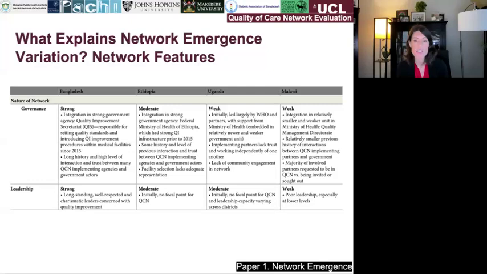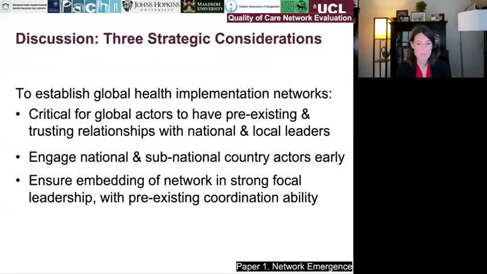In the other countries, unfortunately, there was initially no clear focal point for QCN, and leadership capacity, especially at the local levels, varied significantly. So next slide, please. I'd just like to end with 3 strategic considerations that can be gleaned from this analysis for improving network establishment for QCN and for other networks in global health.